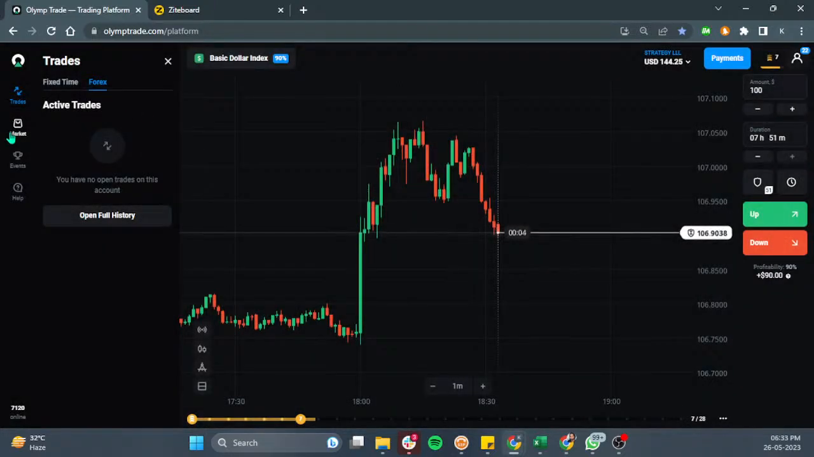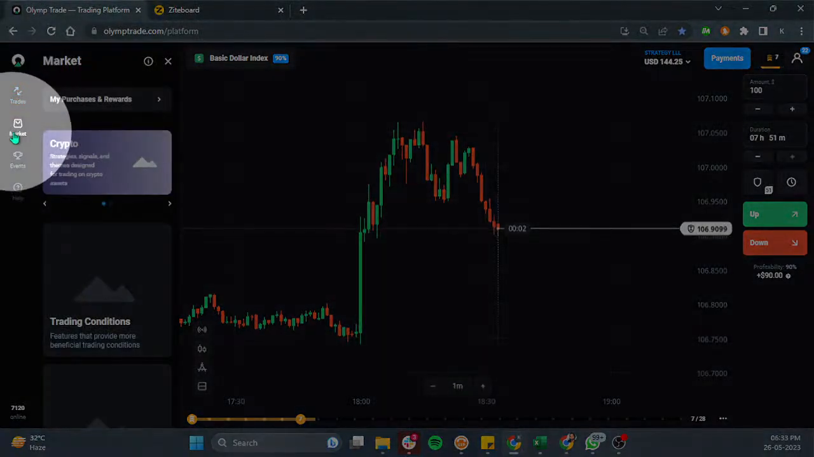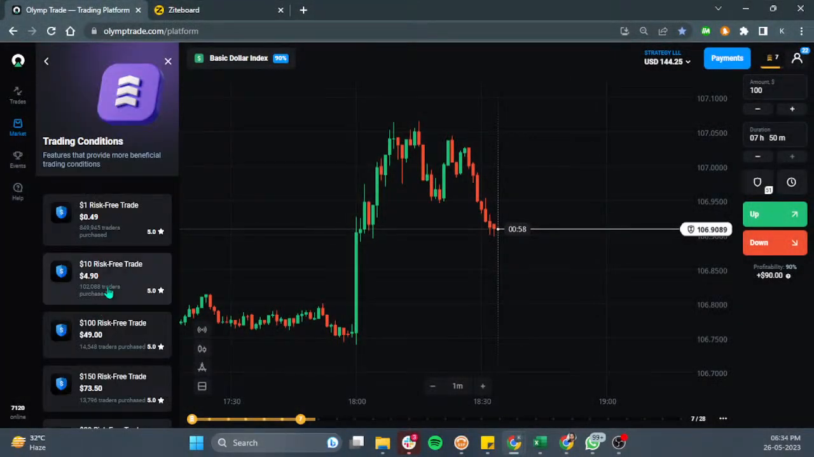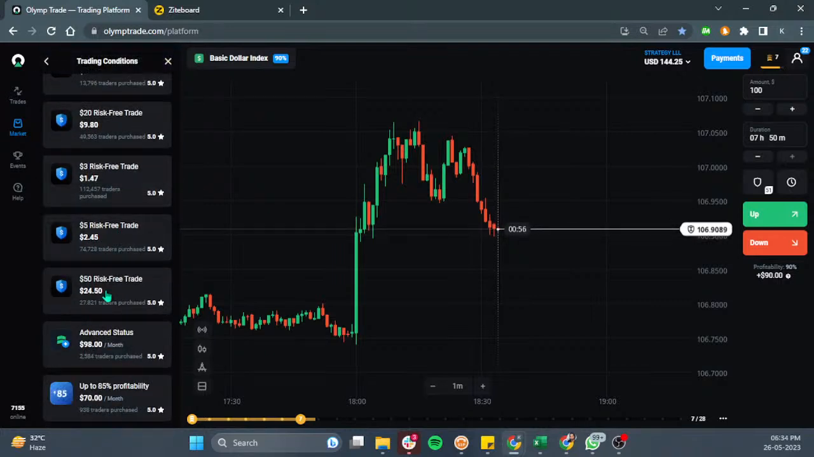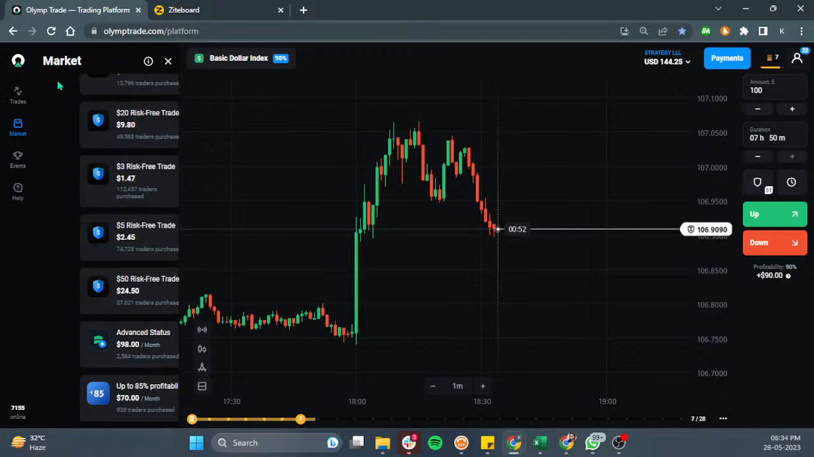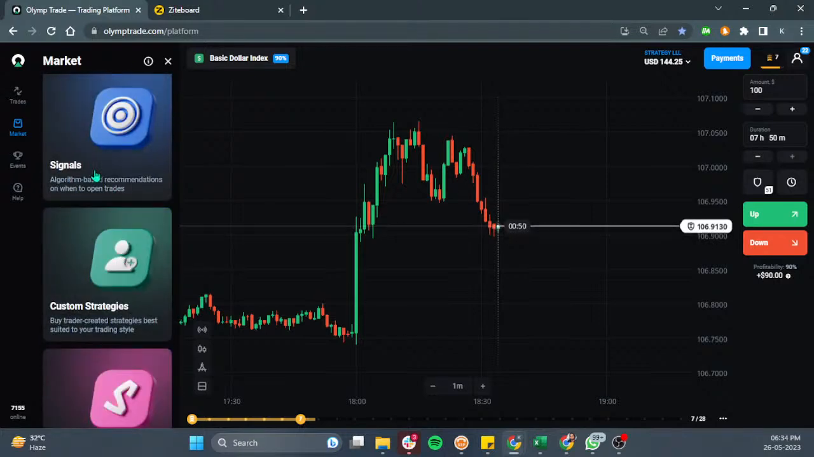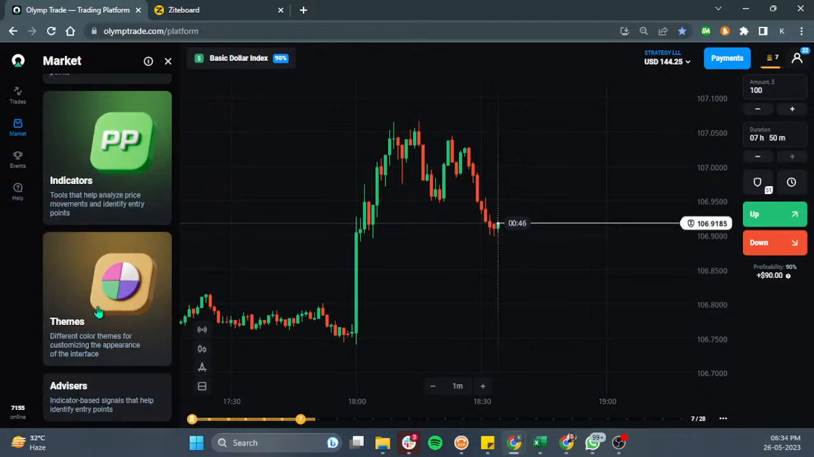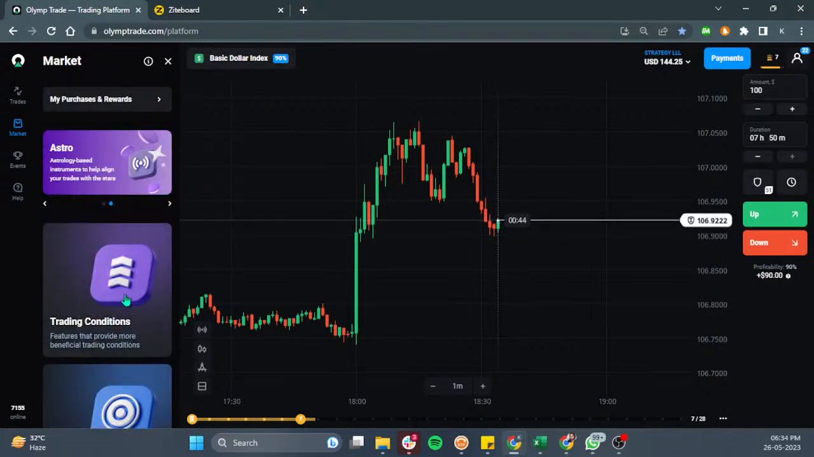If you want to purchase some risk-free trade, you can go to this marketplace section. From here, you will go to the trading conditions. And here, you will have the option to purchase risk-free trades or even the advanced status or the profitability. And there are many more things beyond this also. For example, there's signals, strategies, indicators, themes. You can purchase any of these things from here, and that's it.